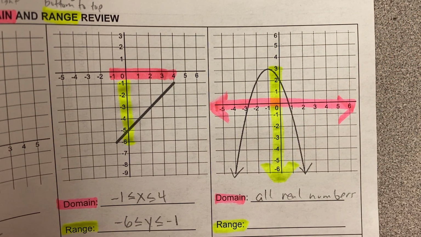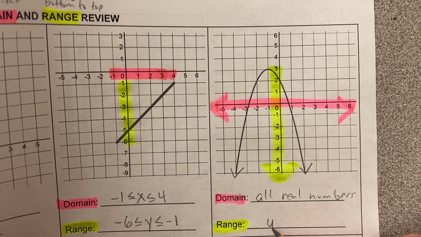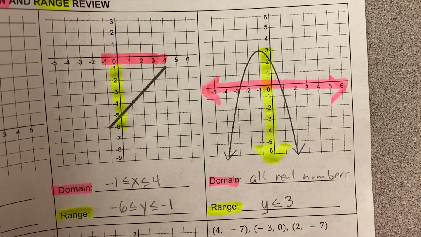So how would I say that the range is all the numbers that are 3 and then all the numbers below 3? That would look like this. Y is less than or equal to, look, the mouth is going to be open towards the other number, right? The y is less than or equal to 3. Okay.